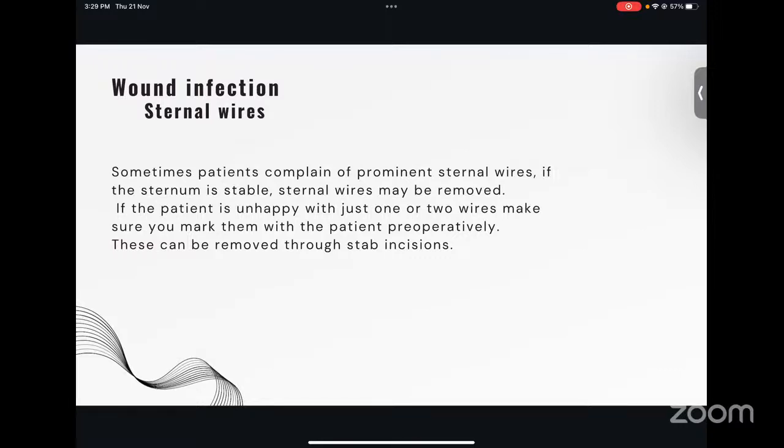If the patient is unhappy with his sternal wire, after the fixation has healed, we can plan with this patient which sternal wires he's unhappy with, and they can be removed through a stab incision.